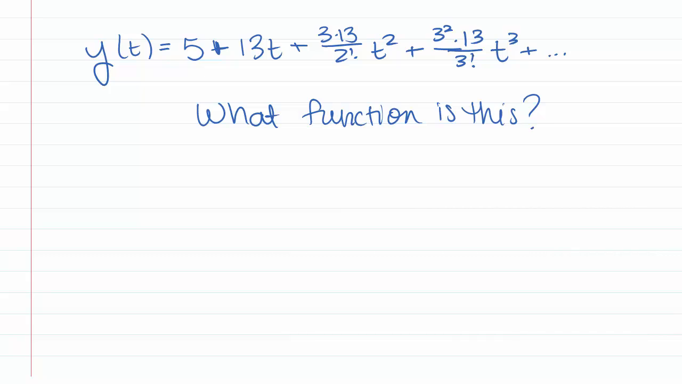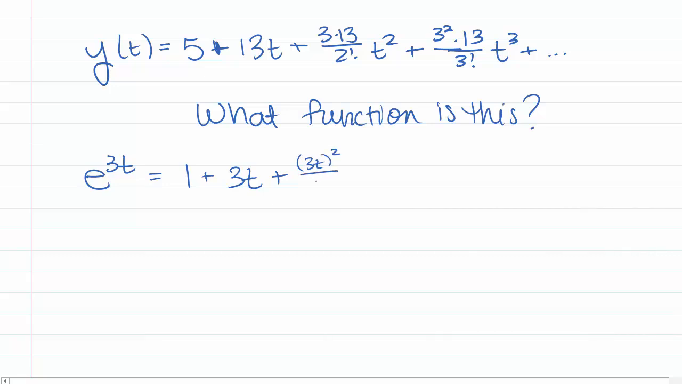Well, we know that e to the x has powers of x on top over a factorial on the bottom. So what if we wanted powers of 3 in there too? What about e to the 3t? That would be 1 plus 3t plus (3t) squared over 2 factorial plus (3t) cubed over 3 factorial plus (3t) to the 4th over 4 factorial plus dot dot dot. So the question is, how is that like what we had before?